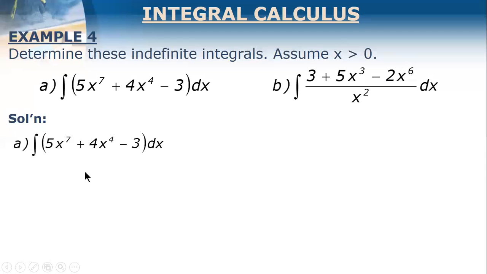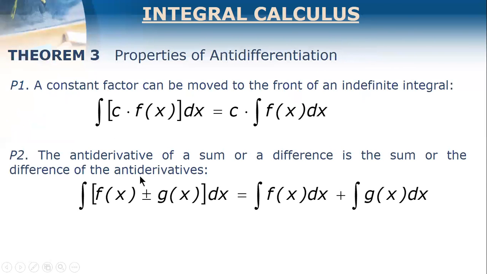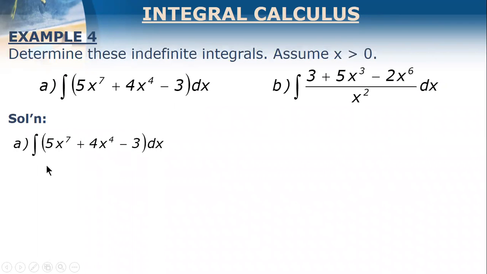So, for letter A, this is a combination, okay? Combination of sum and difference. At the same time, we have a constant, so that is property number 1, when there is a constant. And x raised to 7, this is the power rule. So, we apply property number 2, sum and difference. We also apply the constant factor, this c. At the same time, we apply the power rule. That is how you integrate.